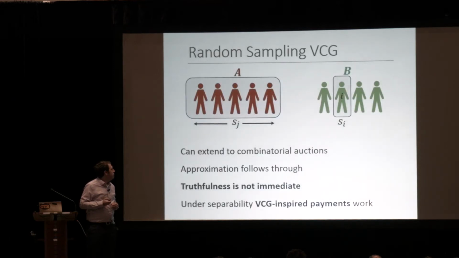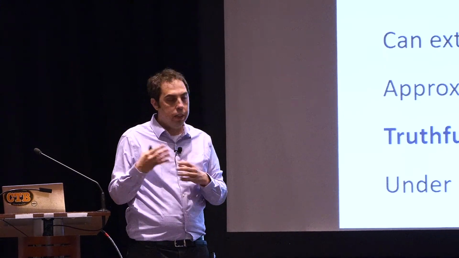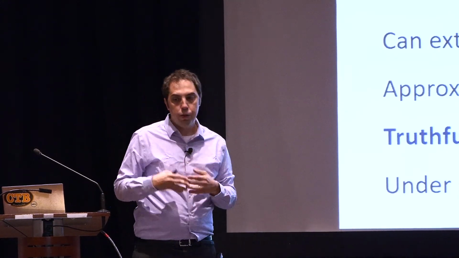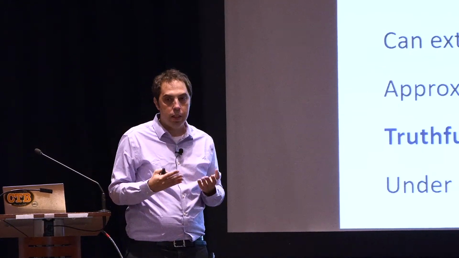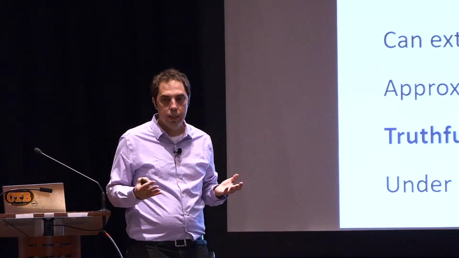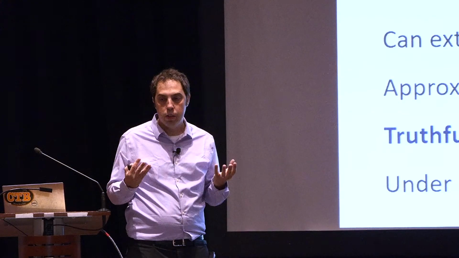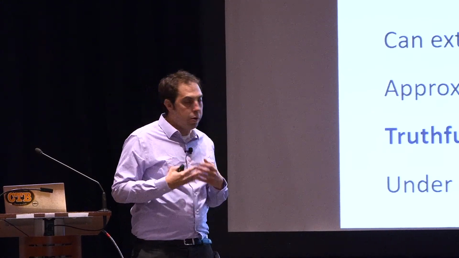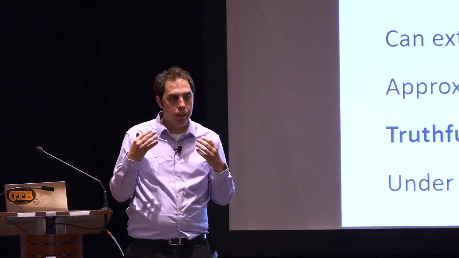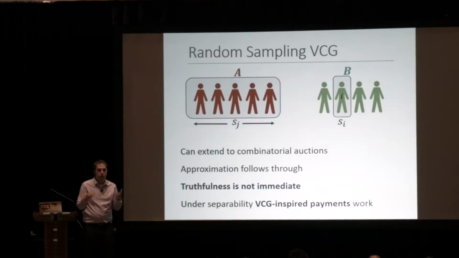Using the separability, to extend this mechanism to combinatorial auctions, we can still use some random sampling type techniques, and approximation follows pretty easily. But the problem here is truthfulness. Truthfulness is not immediate because it's a multi-parameter setting, so we need to come up with payments to show it's truthful. But in the case of separable valuations, we can give VCG-inspired payments to get truthfulness.